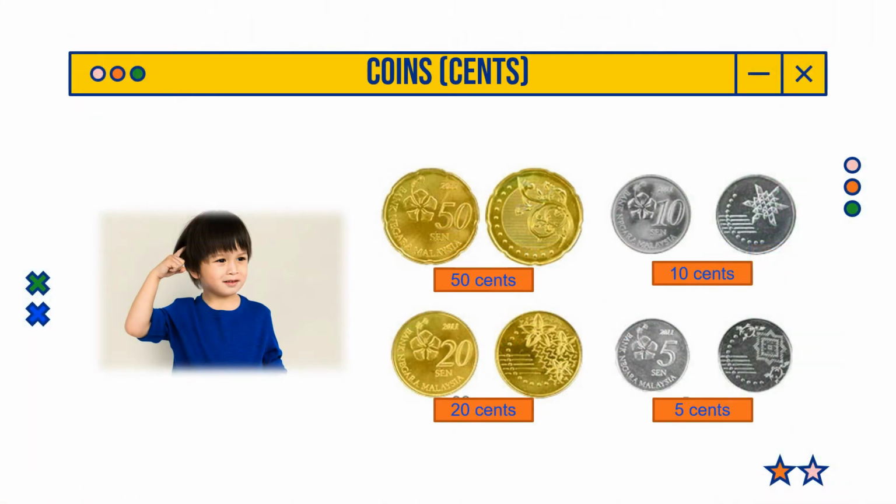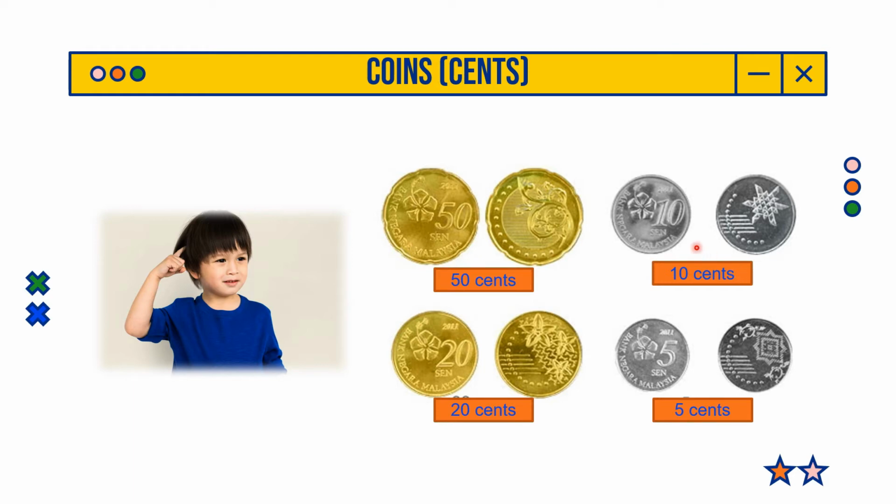Next, let's learn about coins ataupun shilling. We call these coins as cents. Kita panggil shilling-shilling ni sebagai sen dalam bahasa Melayu. Untuk bahasa Inggeris, kita sebut cents. The first one is 50 cents ataupun 50 sen.